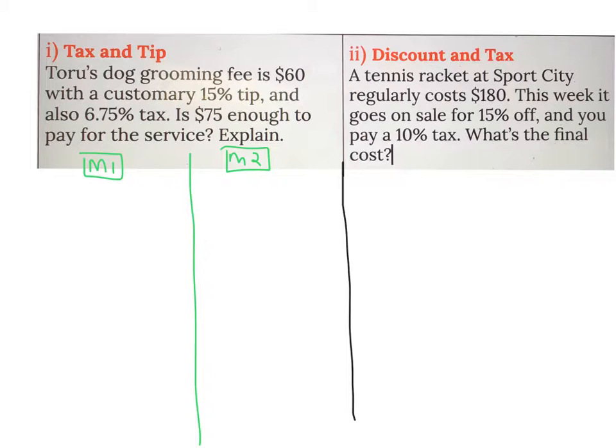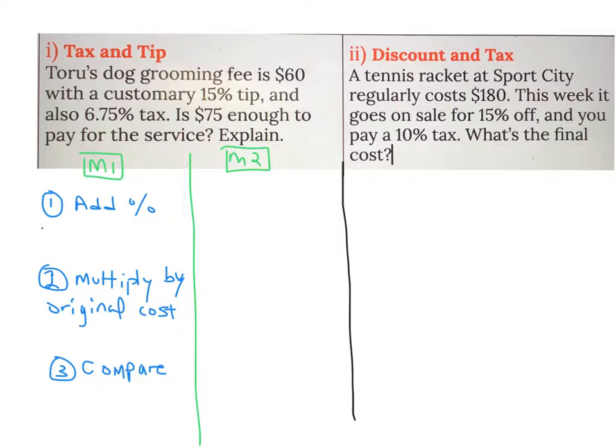All right, problem one. We have a situation where we have to find for tax and tip. And step one is going to be to add your percents. Step two, multiply that by your original cost. And step three, compare it to 75 to see if it's enough.